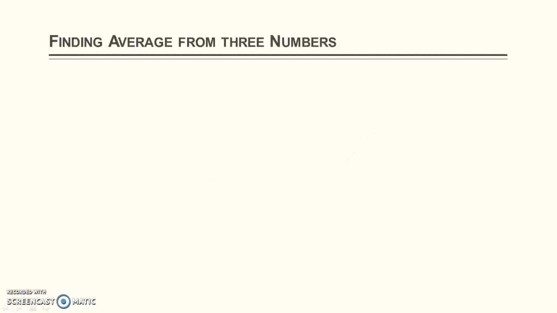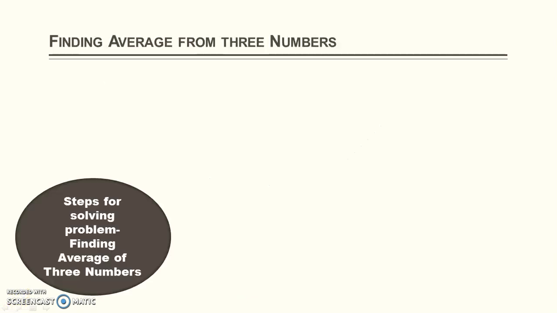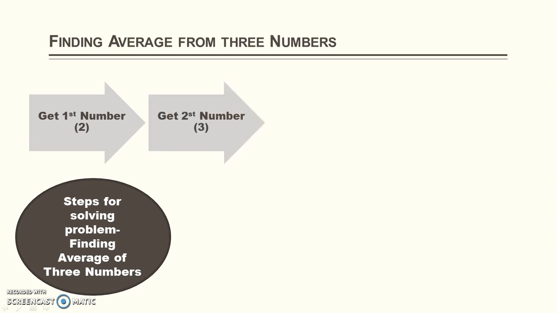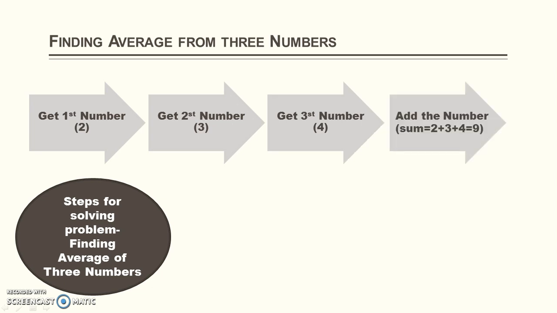Okay, so let's start with another problem. Suppose we want to find the average of three numbers, that is the mean. So we need to follow some sequence of steps. First you have to get the first number, then get a second number, then get a third number. Now we will find the addition of these three numbers and store this addition into one variable like sum.